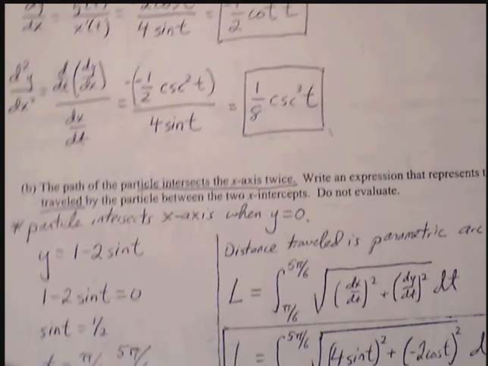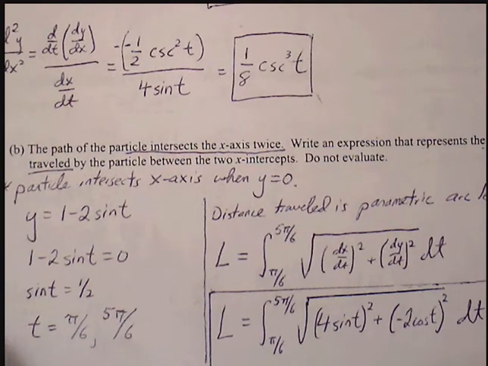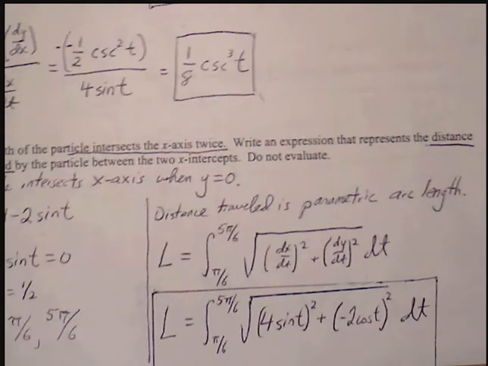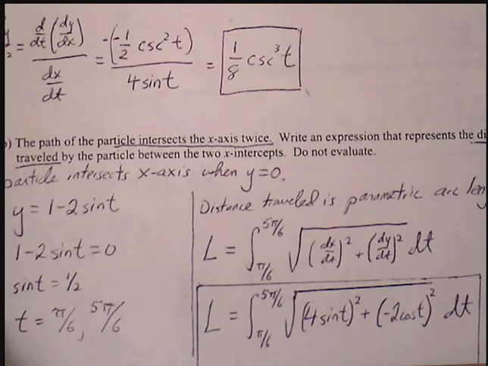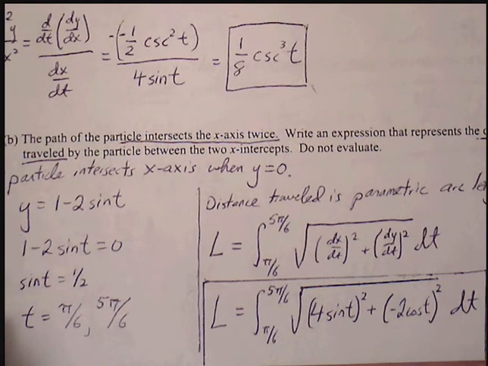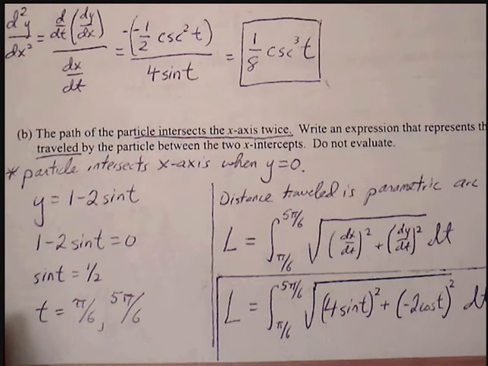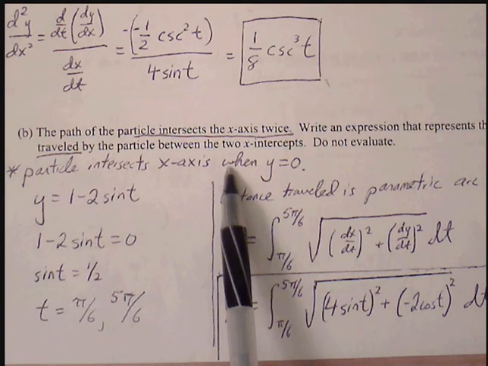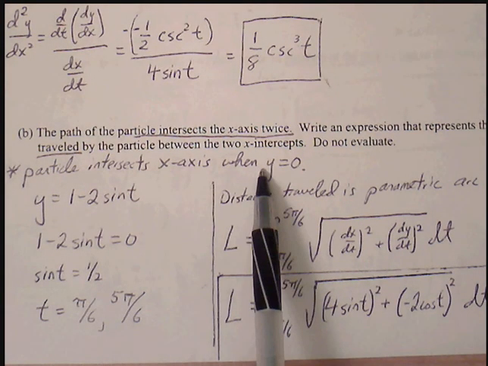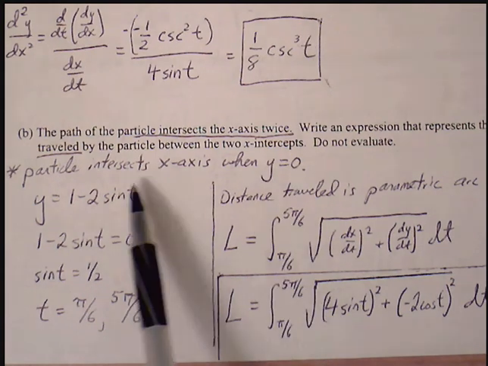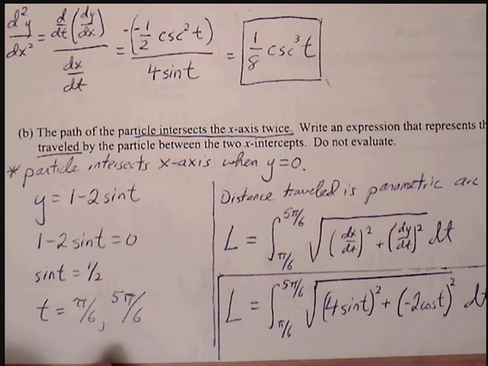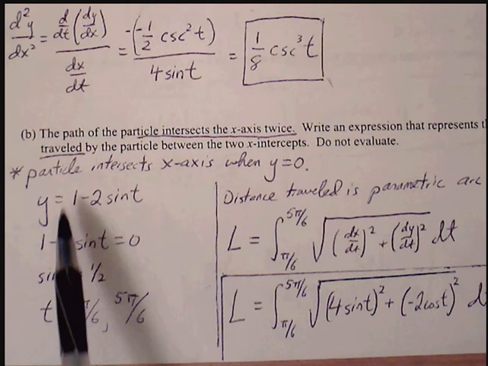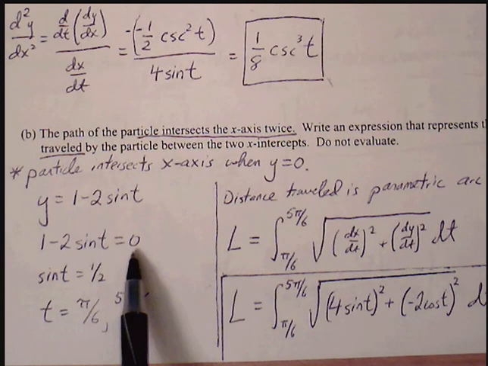Part B, the path of the particle intersects the x-axis twice. Write an expression that represents the distance traveled by the particle between the two x-intercepts. Do not evaluate. Well, let's think about this. Particle will intersect the x-axis whenever the y is equal to 0, right? Whenever the y is equal to 0. So we simply need to find out where y is equal to 0. So we take our y component, 1 minus 2 sine of t, set that equal to 0.